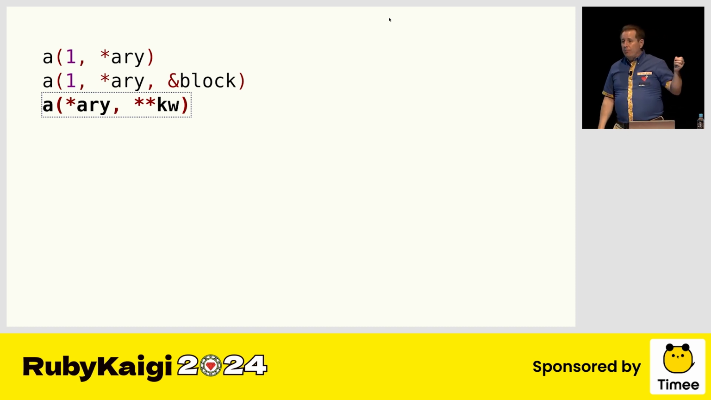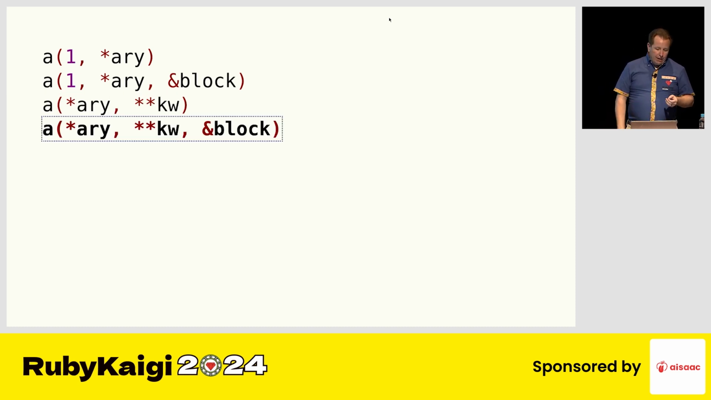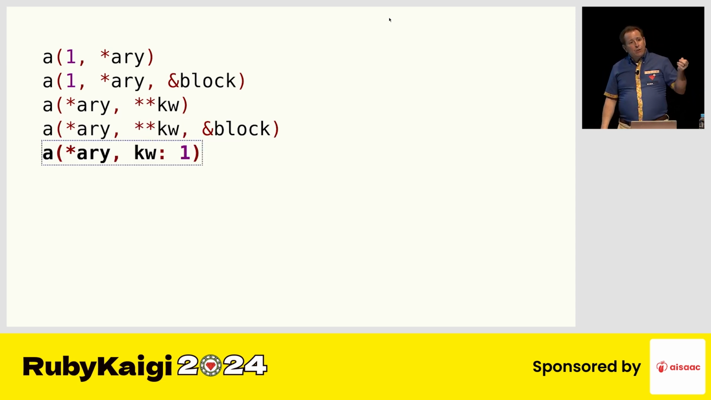So the next case is when a positional splat is followed by a keyword splat. So I mentioned this case earlier when discussing keyword splat separation. I originally developed the optimization for this case as a compiler change, but I switched it to an optimizer change after working on the optimizer changes for these other cases. The next case is when a positional splat, keyword splat, and a block are all used. And the next case is when a positional splat is followed by literal keywords.